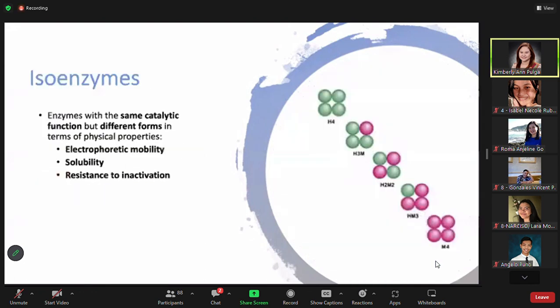So, next now, we have this term, isoenzymes. Any idea about isoenzymes? Aaron, James. Malikdim. Any idea about isoenzymes? Yes, do you have an idea? Not sure. Are you not sure with the idea that you have in mind? Share mo lang kung ano yung idea mo about this isoenzymes here.